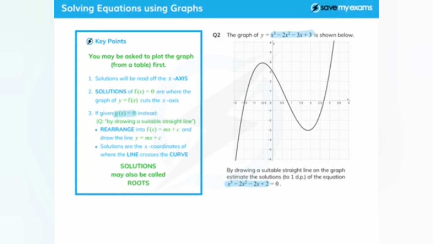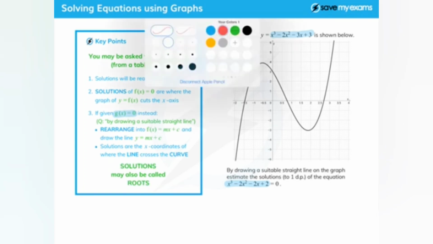The way we do it is the first thing we do is we rearrange g of x equals 0, rearrange it into f of x, so we've got the thing we've drawn, equals something x plus something. The reason I've written it as mx plus c is because we're then going to draw the line y equals mx plus c, and the solutions will be the x-coordinates again. So the x-coordinates, read it off the x-axis of where the line and the curve cross. Don't forget that solutions may also be called roots, but normally they call them solutions. Okay, so let's see what we're going to do here.